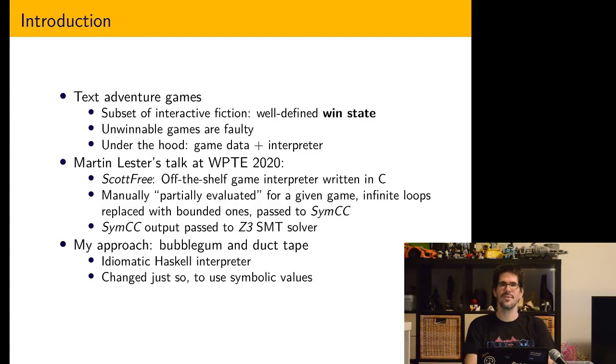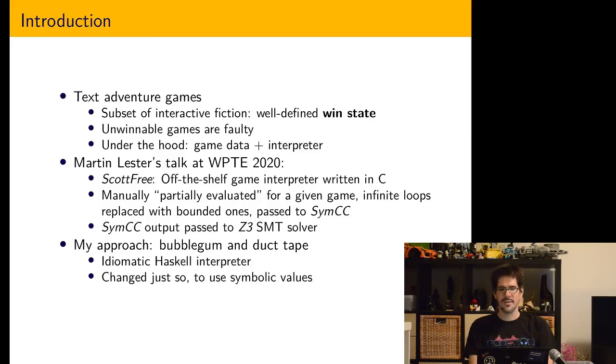The inspiration for this talk came from Martin Lester's talk at the workshop on program transformation for evaluation, where he presented his work in this area. What he did is that he took Scott Free, which is an off-the-shelf game interpreter for Scott Adams adventure games. It's written in C, and it's decades old. And then he started modifying it. I mean, Martin started modifying Scott Free so that it could be passed to a compiler that takes C code and turns it into SMT problems.